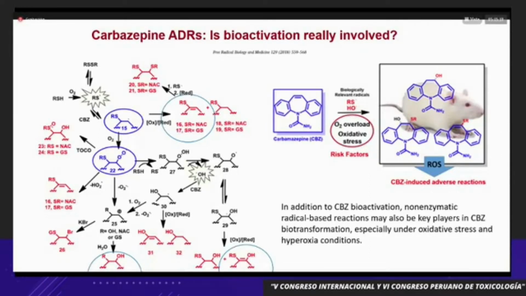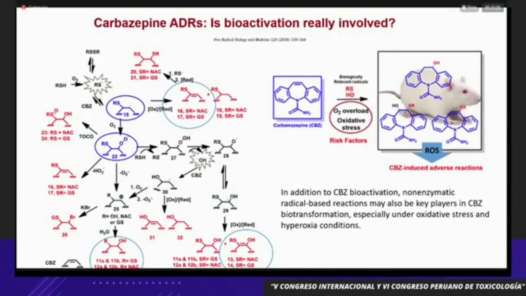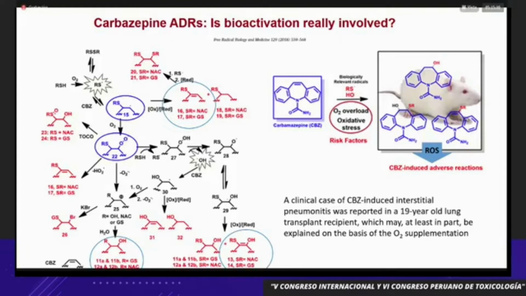And that, in addition to potential other enzymatic carbamazepine bioactivation, these non-enzymatic radical-based reactions may also be key players in carbamazepine biotransformation, especially under oxidative stress and hyperoxia conditions. In fact, a clinical case of carbamazepine-induced interstitial pneumonitis was reported in a 19-year-old lung transplant recipient, which may, at least in part, be explained on the basis of the oxygen supplementation. So what we say here is that oxygen supplementation can be a risk factor in carbamazepine-induced pulmonary toxicity.